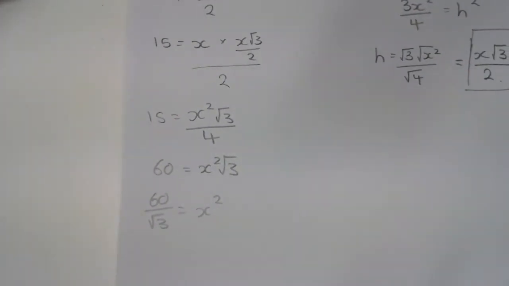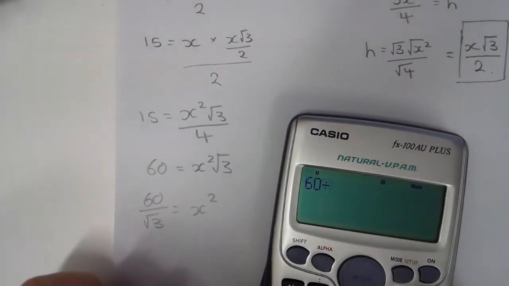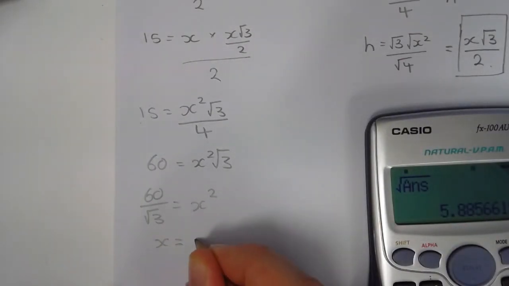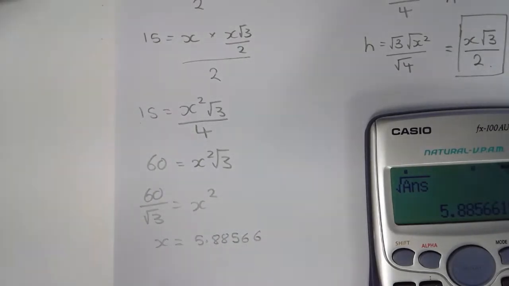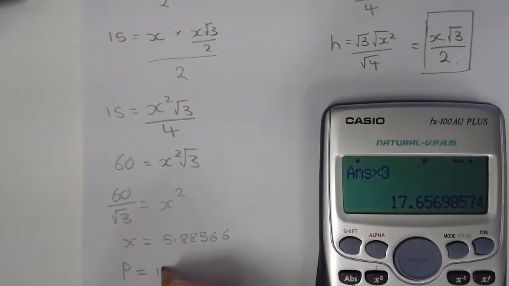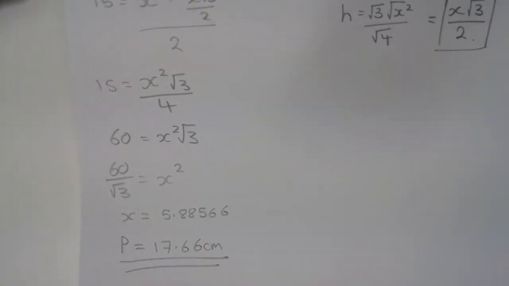So what I need to do now is type that in, let's have a look. So 60 divided by the square root of 3 gives me that number, and now if I square root it, the square root of that answer will give me the value of x. So x must be 5.88566. Now it's asking for the perimeter, the original question. If that's the base, times that by 3, and my perimeter must be 17.66 centimetres. So 2 decimal places. There is your very difficult A grade question.